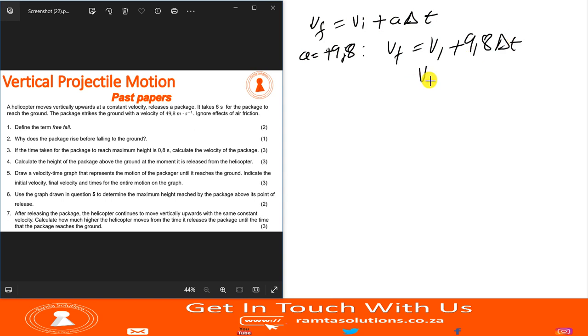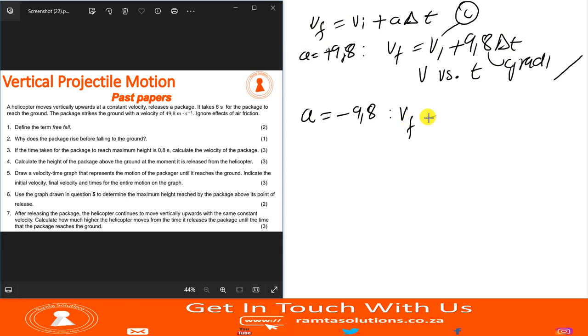You are plotting velocity versus time. As you can see, this will be your constant, this will be your gradient, right? So this therefore tells you with this gradient, when it's positive, your function is like this. But if you choose acceleration as negative 9.8, you have V sub f equals Vi minus 9.8 delta t. Then your gradient, as you can see, is negative. Your function will look like this, or your graph will look like this, negative slope.